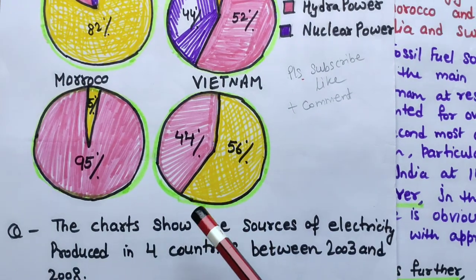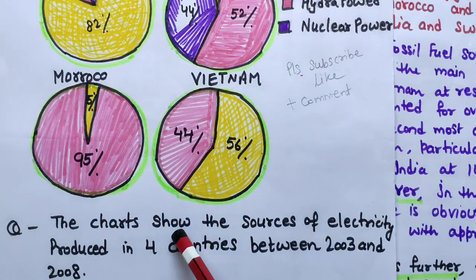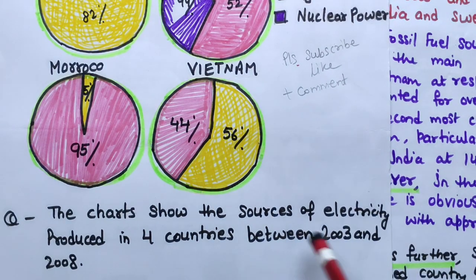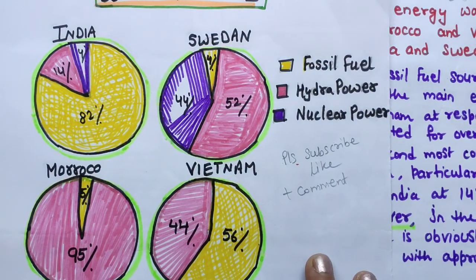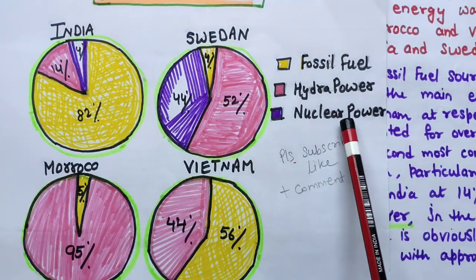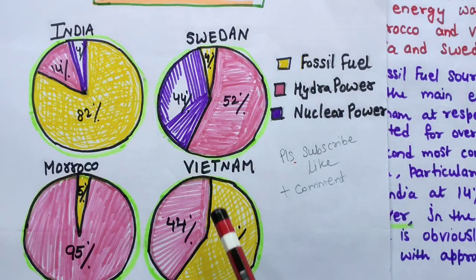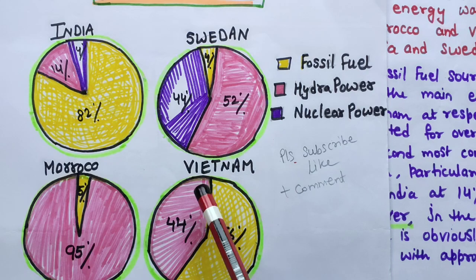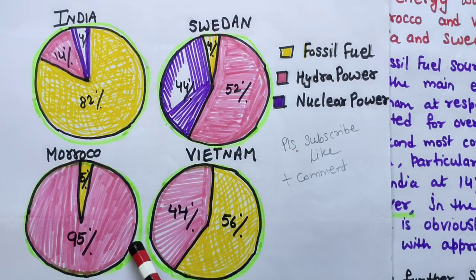And let's read the question statement. The charts below show the sources of electricity produced in 4 countries between 2003 and 2008. It means it is sure that it will be in past tense. Okay, now 4 countries and 3 categories are there. Now which one is highest, can you see? Because in the actual exam you will not get the colorful one, but for explanation I have done it for you.